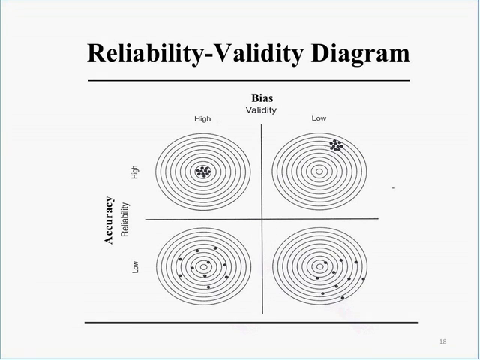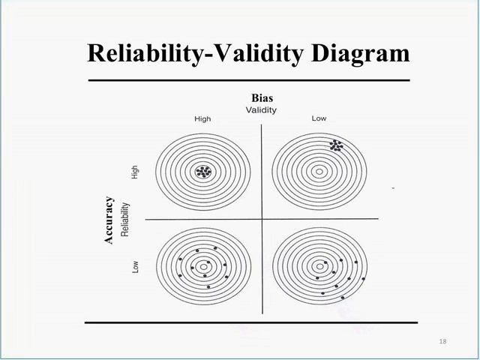Now let's move down to the bottom left. Once again, we're dealing with accuracy, and in this case, we're talking about low accuracy. But we're also talking about a very poor validity, and as a result, you end up with a real spread there. It's all surrounding the bullseye, but it's spread out.